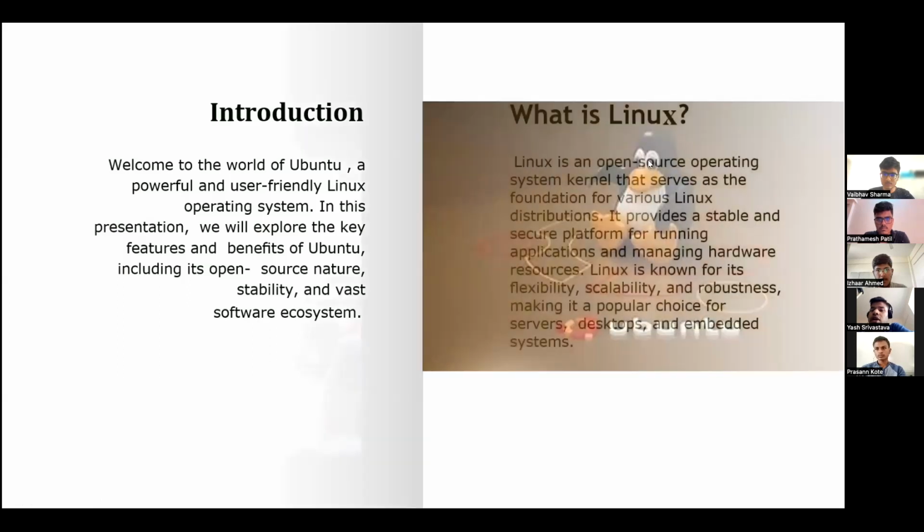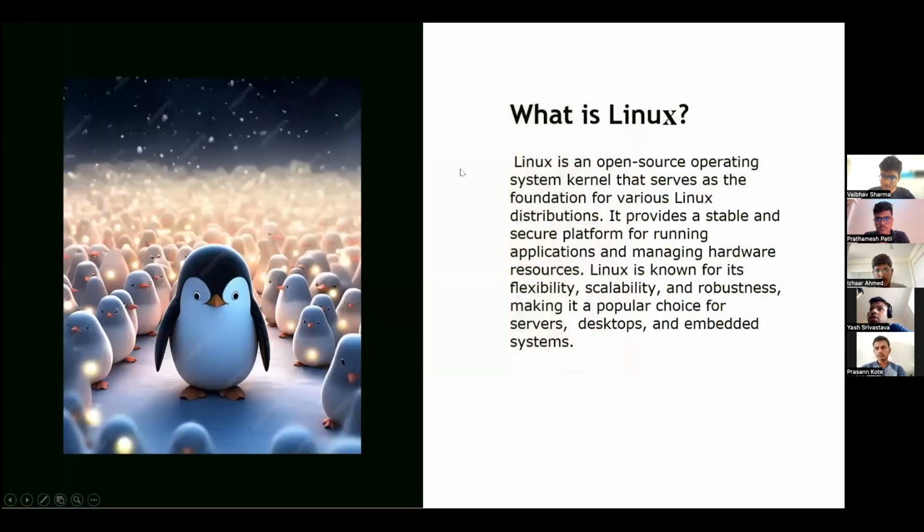Now, what is Linux? Linux is an open source operating system kernel that serves as the foundation for various Linux distributions, such as Ubuntu, Fedora, Arch Linux, etc. It provides a stable and secure platform for running applications and managing hardware resources. Linux is known for its flexibility, scalability, and robustness, making it a popular choice for servers, desktops, and embedded systems.